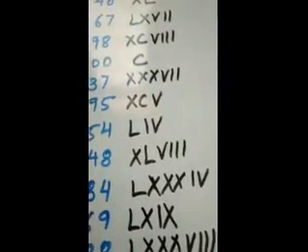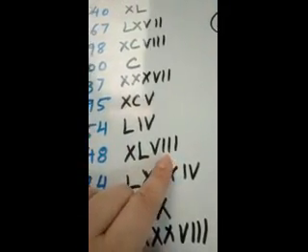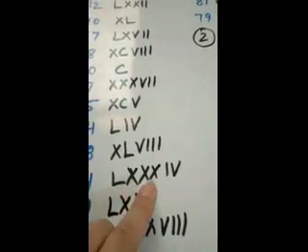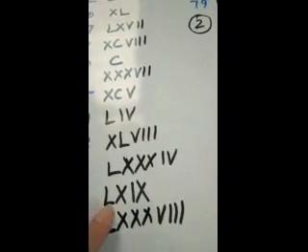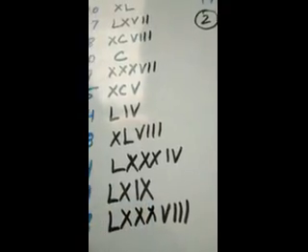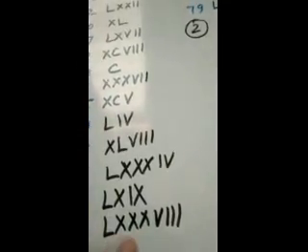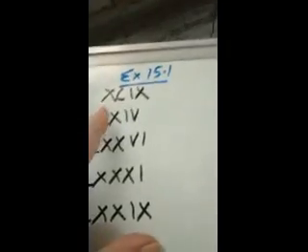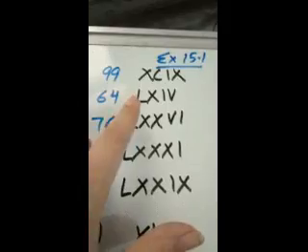48. XL is 40. Then the symbol of 8. 84. 50 plus 30, 80, and 4. 69. 50 plus 10, 60, plus 9. 88. 50 plus 30, 80. 30 means 3 X. Then 8. 99. XC, 90 plus 9, 99.